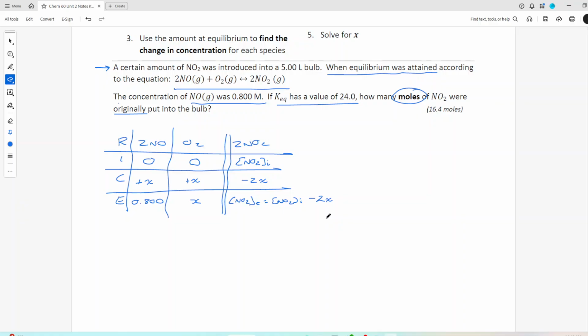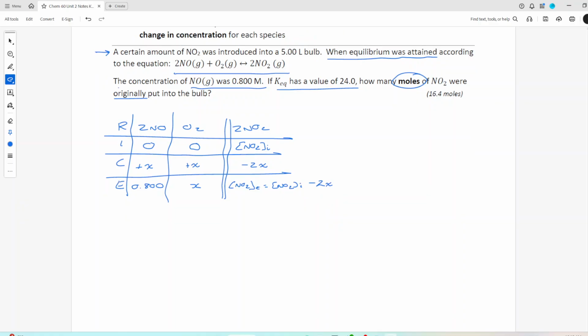So let's see if we can figure out x. Well, we know that for NO, 0 plus 2x is going to give me the 0.800. Almost made a mistake. So we know that 2x is equal to 0.8. So then we're going to divide that 0.8 by 2 and get 0.4.